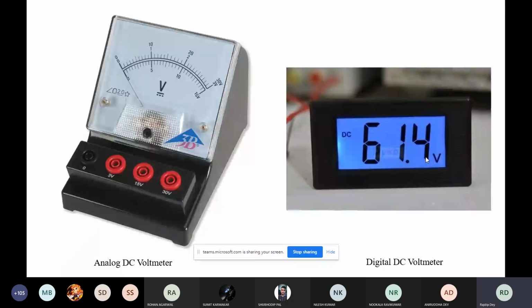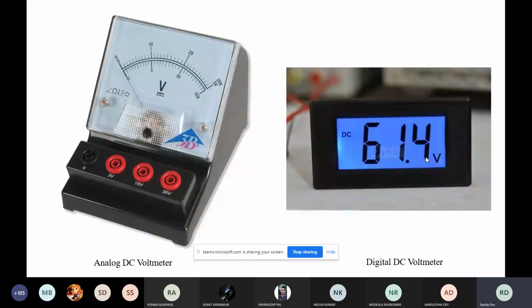That is the advantage. Now Sir, digital one is not audible, costly. Sir. Yes. So please mute yourself.